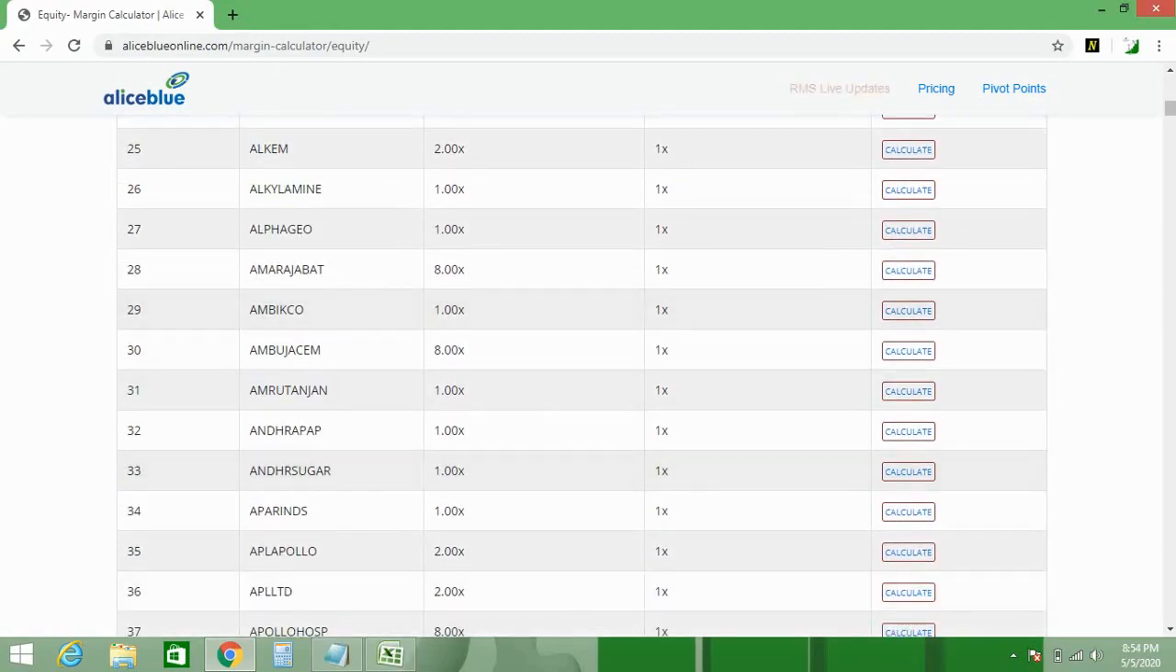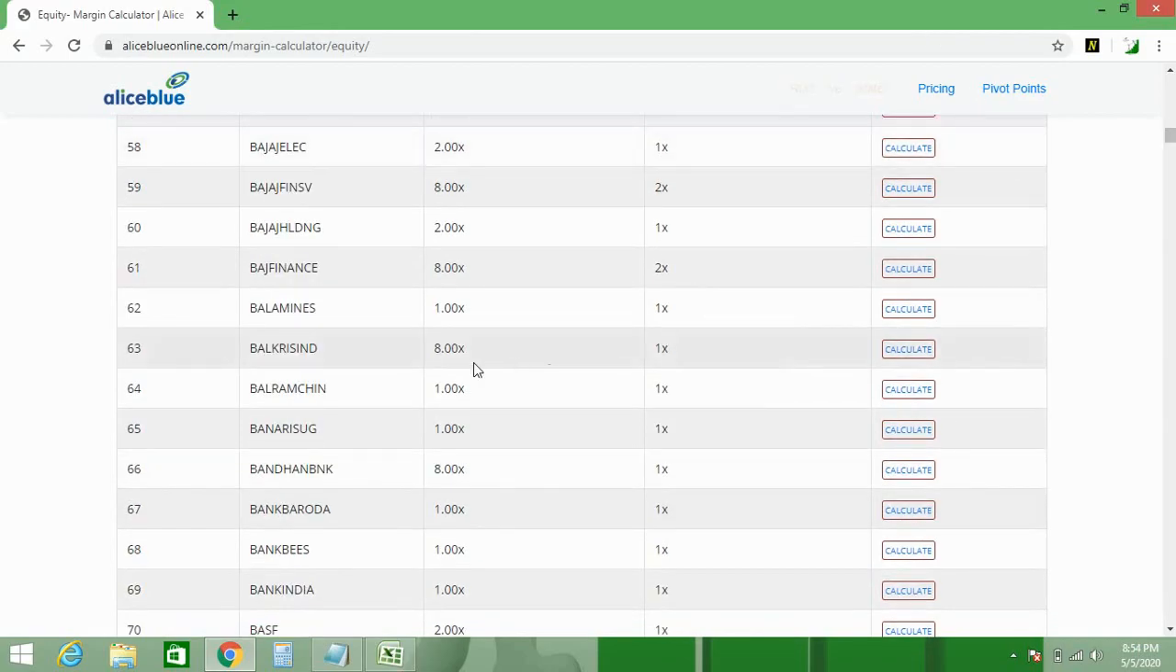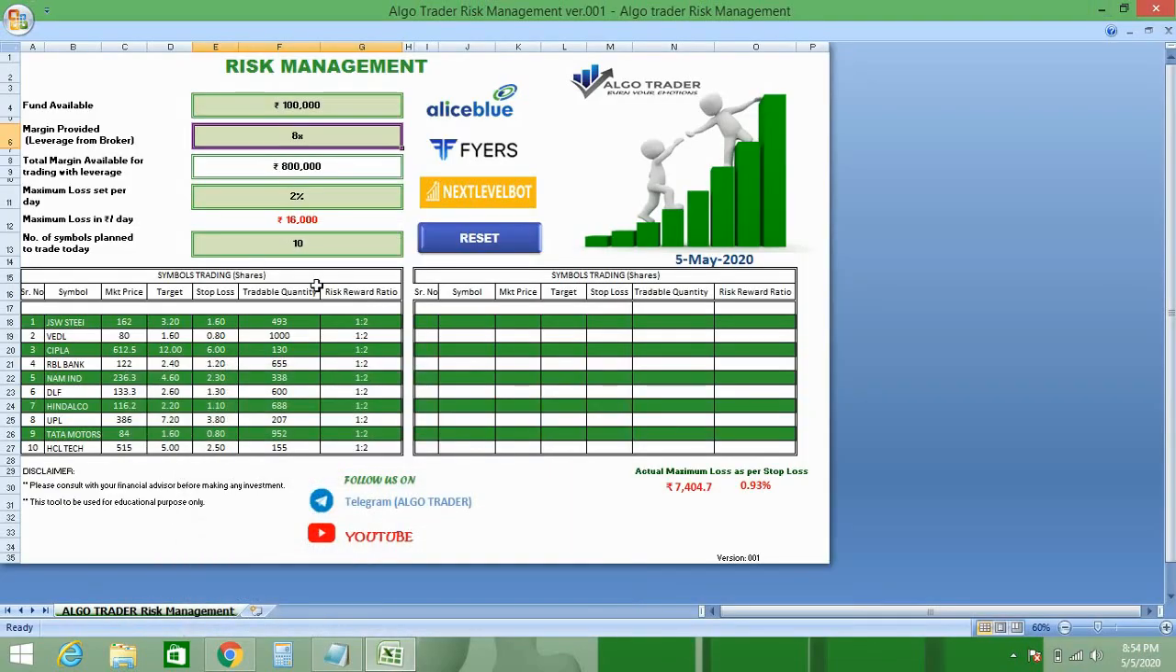There are several good shares they are giving for 8x. Bajaj Finance, many shares, guys. Believe me, you will find the majority of the trades you normally do every day come under 8x. Say for example, for this demo, we assume all the trades we execute fall under 8x. Then your trading capital of 1 lakh is basically turned into 8 lakhs, because you are using Alice Blue with maximum margin, which is 8 times for equity.